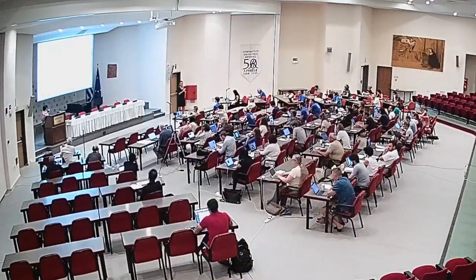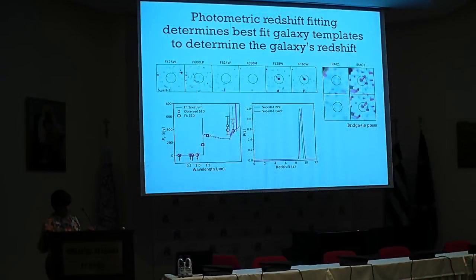Our IRAC data, it's really awesome to have it, but they were very shallow observations. And so it's a little frustrating because we can't say anything definitive about the red IRAC colors of these objects. But they do help constrain the photo-z fitting, which we did with both EAZY and BPZ, if you're familiar with algorithms that do this, to just kind of verify those results. So here's one galaxy. This one is actually the highest redshift in the sample at about 9.5.